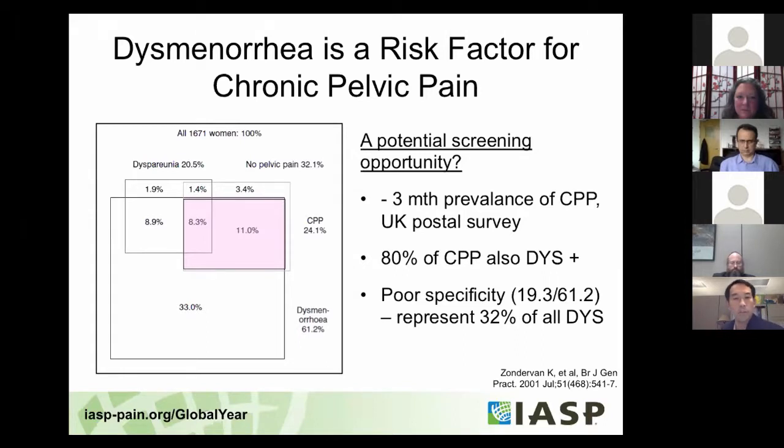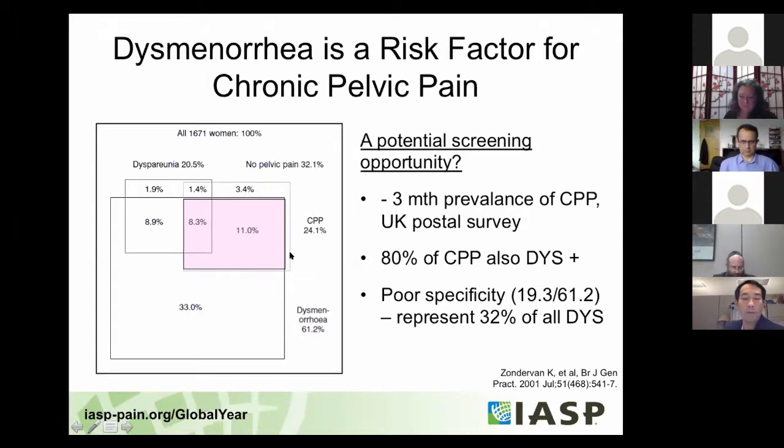But in this study that was done out of a large postal survey in the United Kingdom, I think what is important to highlight here is that in this large-scale study of women, 1,600 plus, over 80% of the women that you see on the right upper corner of this universe of patients, almost 80% of the patients that were identified as having chronic pelvic pain by self-report also reported having painful periods, which is the area in pink.